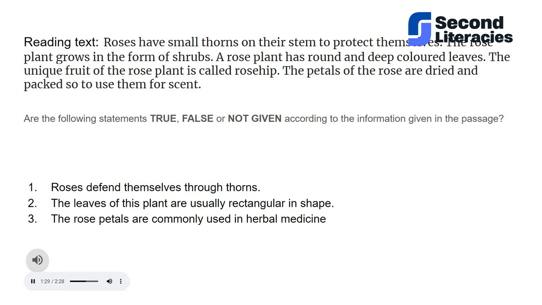It says the leaves of this plant are usually rectangular in shape. Let's look for this information in the passage. Can you find it? In the second line of the passage, it is said that a rose plant has round and deep colored leaves. So according to this passage, a rose plant is supposed to have leaves which are round in shape and not rectangular. Therefore, we can say that the second statement contradicts the information given in the passage. So the statement is false.